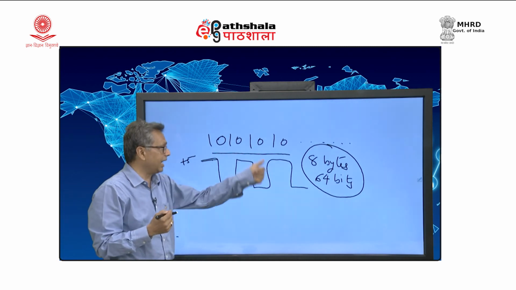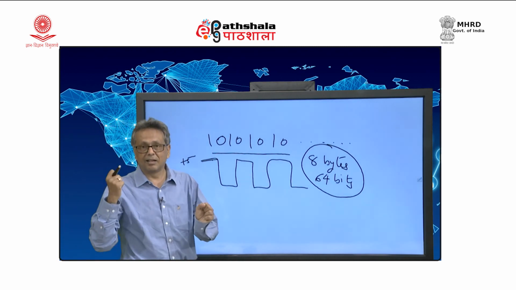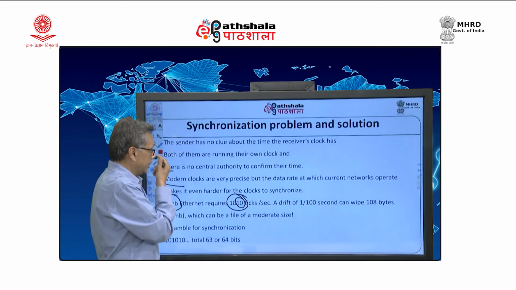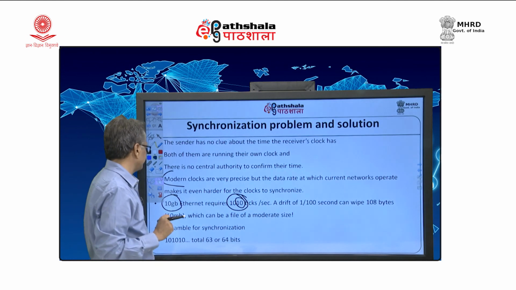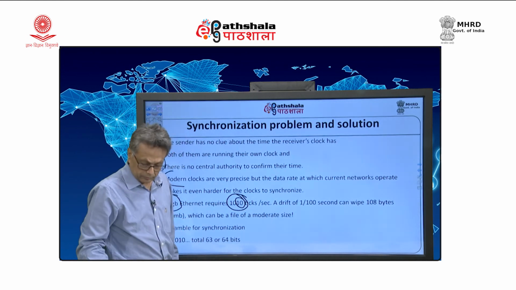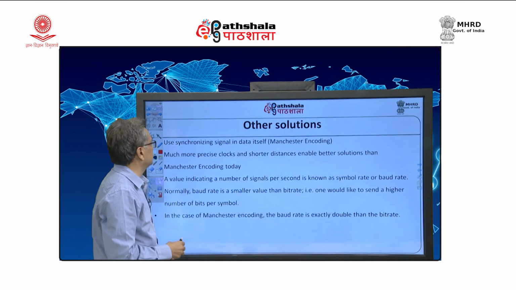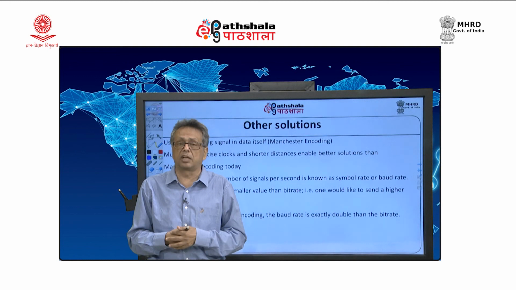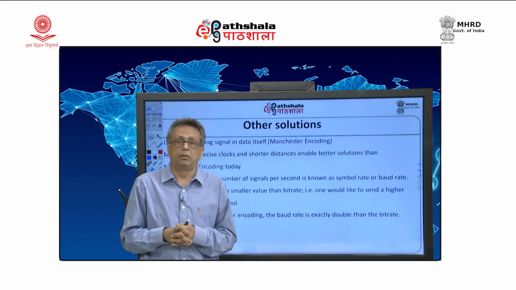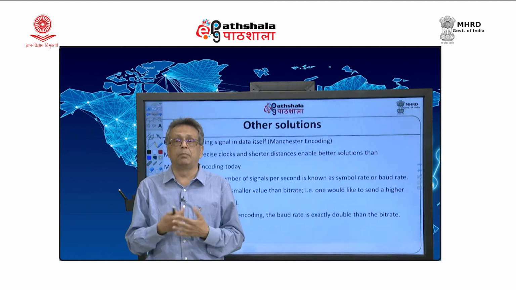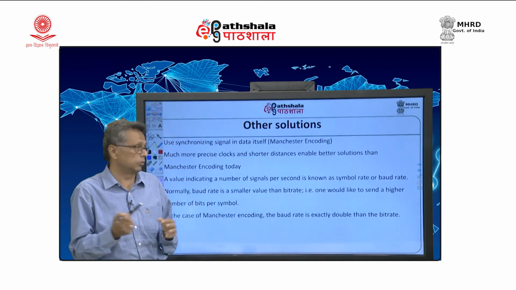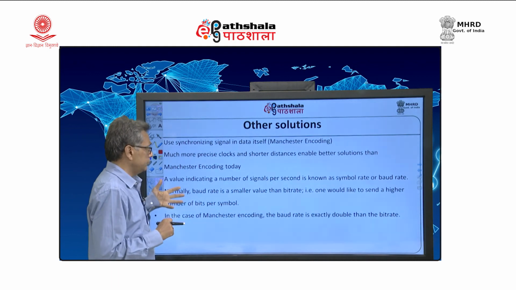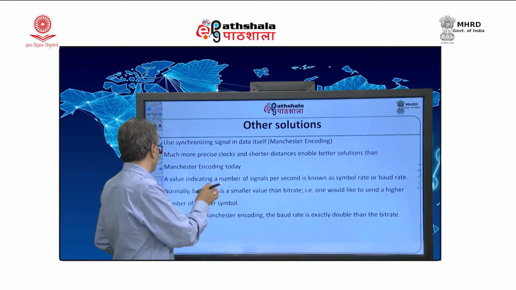So, the preamble will help me get the receiver's clock synced with the sender. So, preamble is an excellent solution to this problem. Manchester encoding uses the synchronization in the signal itself, but it is too expensive, because you need double the bandwidth than the amount of data that you plan to send, which is not acceptable to us. Okay, I have talked about symbol and baud rate and all that.